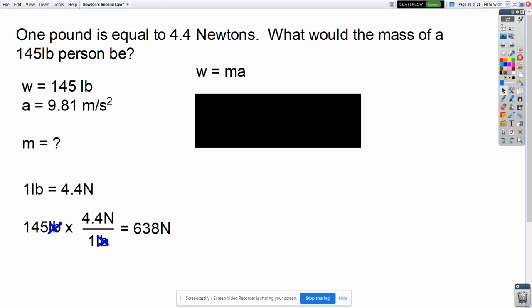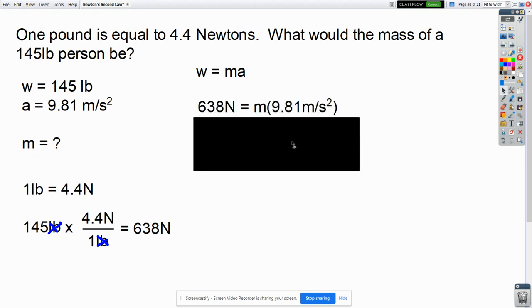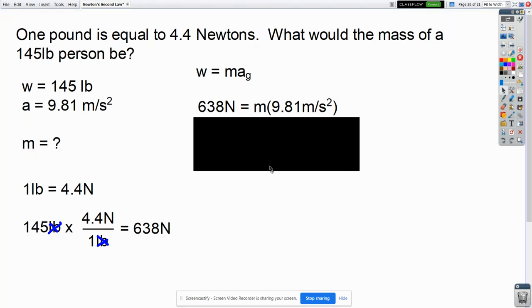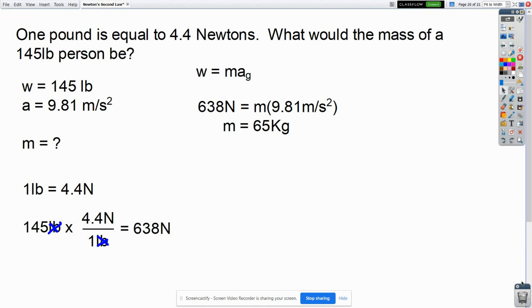Watch for those units. Make sure you have the units that you need to make the cancellation work the way it's supposed to in your calculation. Now we can substitute and solve. 638 newtons goes over here where W is. The 9.81 meters per second squared goes over here where a_g is, and that really should be a sub g. Divide both sides by 9.81 to solve. The mass of my object is 65 kilograms.